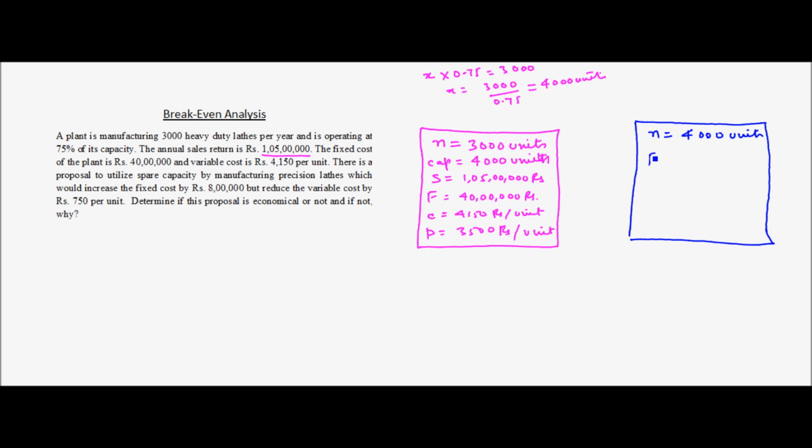Now the fixed cost is going to increase by 8 lakh rupees, so it becomes 48 lakh rupees, and the variable cost reduces by 750 per unit. So the variable cost was C. So C is equal to now 4150 minus 750, which is 3400 rupees. Now let's see, can we infer any other information for the second scenario?